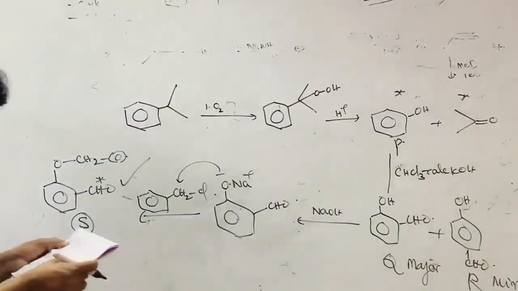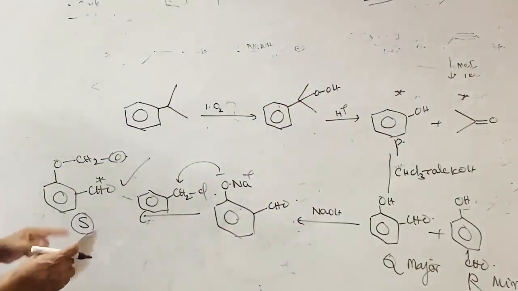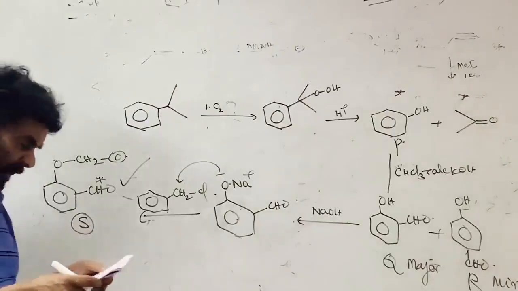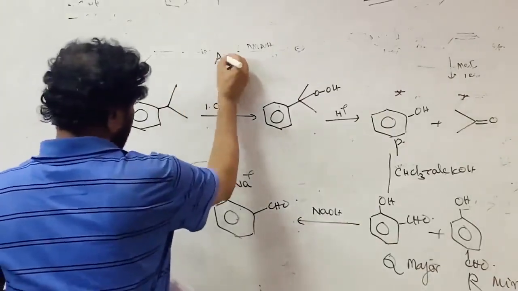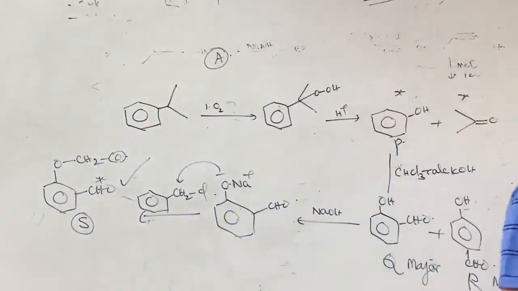That is not correct. So there is no phenolic OH. Therefore, what are correct? 2 and 3 are correct. A is the correct option in the given problem. 2 and 3 are correct options.